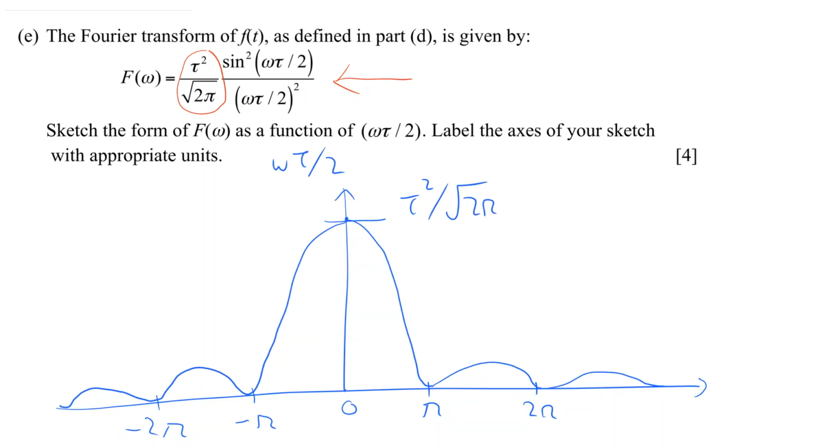And again, we can label the horizontal axis. This is omega tau over 2. So this is what the function will look like. It looks like the sinc function, except because we square it, the bits that are normally negative become positive.